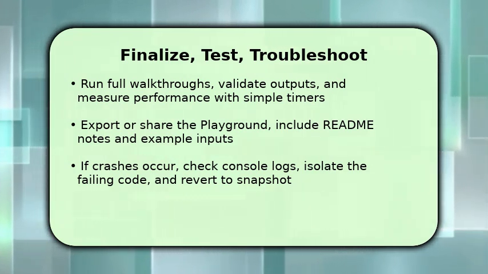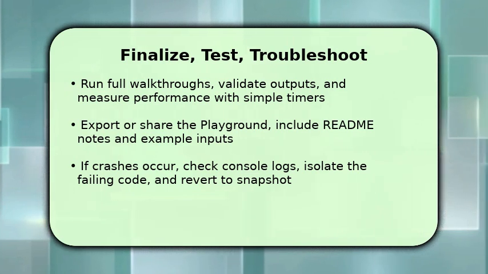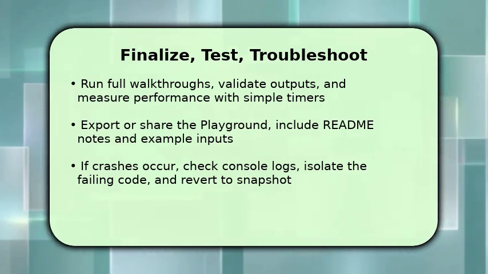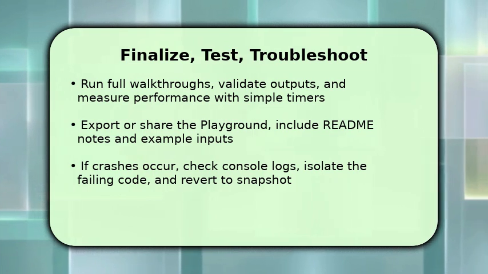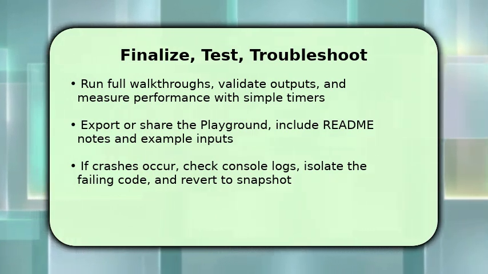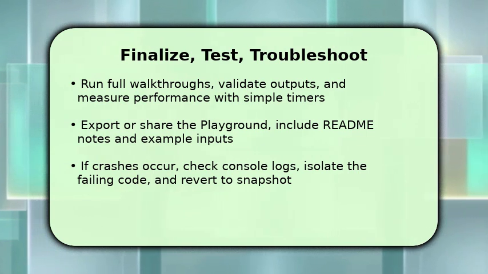If something goes wrong, first reproduce the issue, then inspect console logs to find the failing line and isolate it in a minimal test. Make sure to revert to a saved snapshot if you need a known good state. This approach speeds debugging and preserves progress.